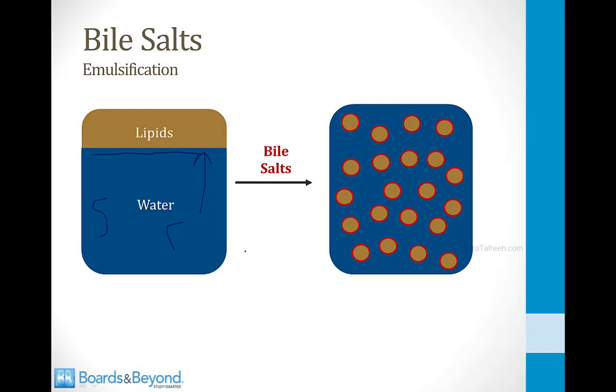Luckily, we have bile salts, and what bile salts do is they emulsify the lipids, which means they suspend them in the water, and they do this by surrounding lipid particles and dissolving them in water. This makes much more surface area in which for pancreatic lipase to work, and it helps to aid in digestion.